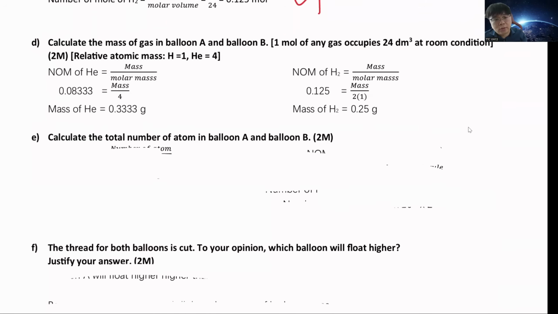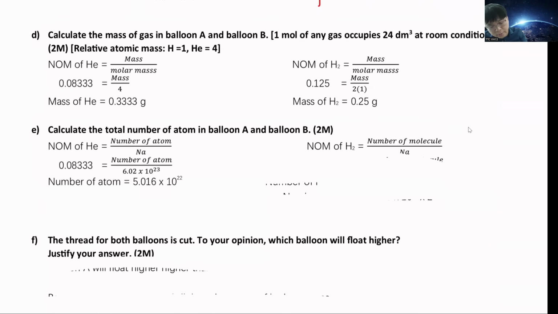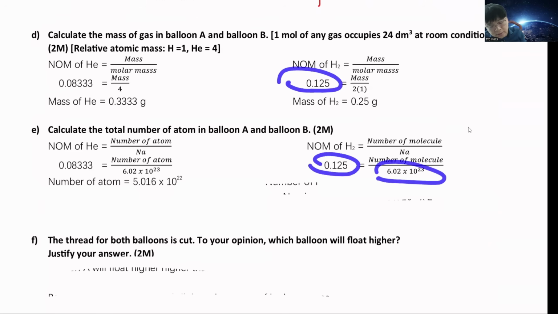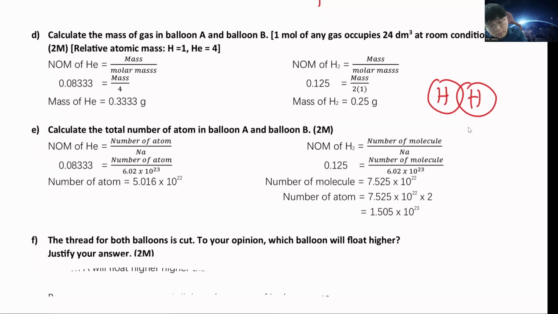Then after that, they also ask you to calculate the number of atoms. So number of atoms, you have to use the number of moles times the Avogadro constant, 6.02 times 10^23, and you'll get the number of atoms. Then for hydrogen, you cannot get atoms first, you have to find molecules. So 0.125 mole times 6.02, you get 7.525. And because each hydrogen molecule has 2 atoms, to change to atoms you have to times 2. Then you'll get 1.505 times 10^23 atoms. Here you get another 2 marks.